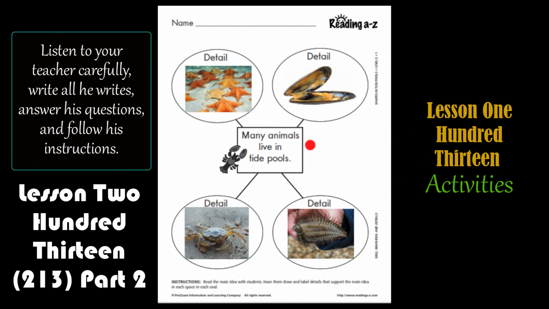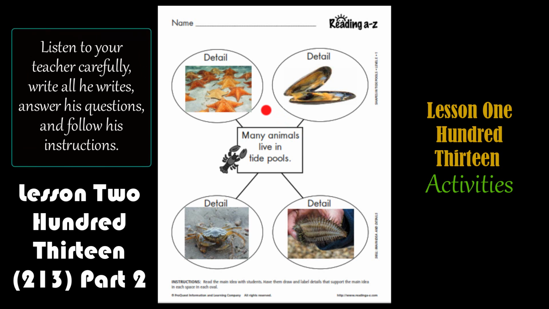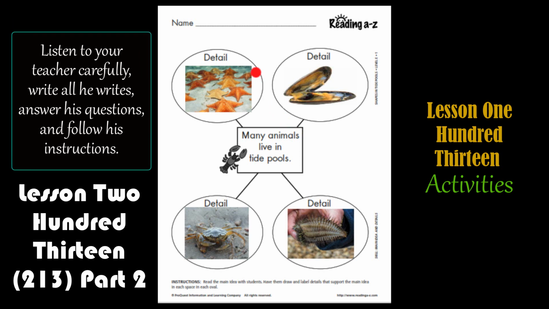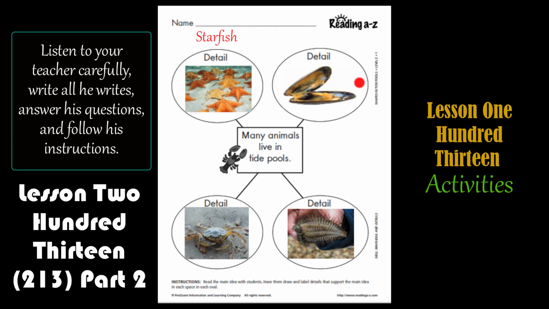As the main idea reads, this activity is only about showing 4 different animals that live in tide pools. It is not exactly about what shapes they have. Then here are the 4 tide pool animals that I have chosen. First, starfish. Second, a mussel. Third, a crab. And last, a sea mouse.